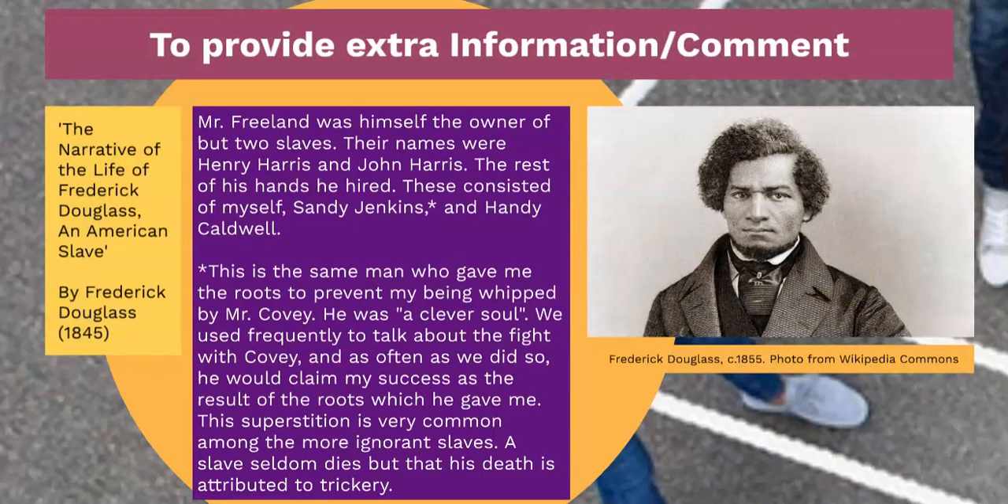In the narrative of the life of Frederick Douglass, an American slave, Douglass writes, "Mr. Freeland was himself the owner of but 2 slaves. Their names were Henry Harris and John Harris. The rest of his hands he hired. These consisted of myself, Sandy Jenkins, and Handy Caldwell."